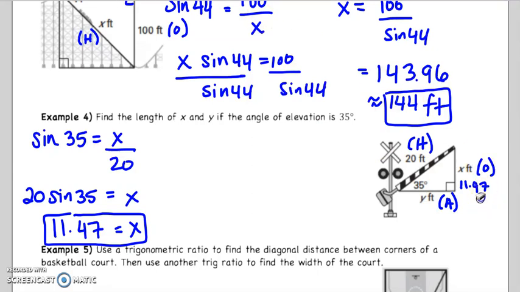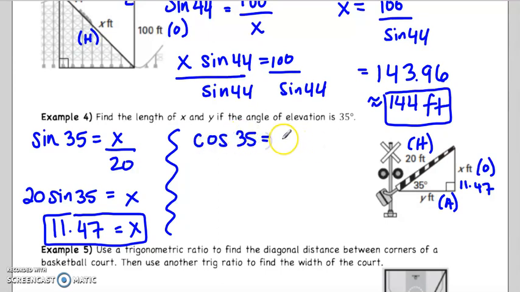You can either use the Pythagorean theorem to find y, or you can use another trig function as well. But since we're sticking with trig, we're going to find y using the adjacent and the hypotenuse ratio, which is going to require the cosine ratio. So cosine 35 will equal adjacent y divided by hypotenuse, which is 20. Let's solve for y. So I'm going to multiply 20 by both sides.